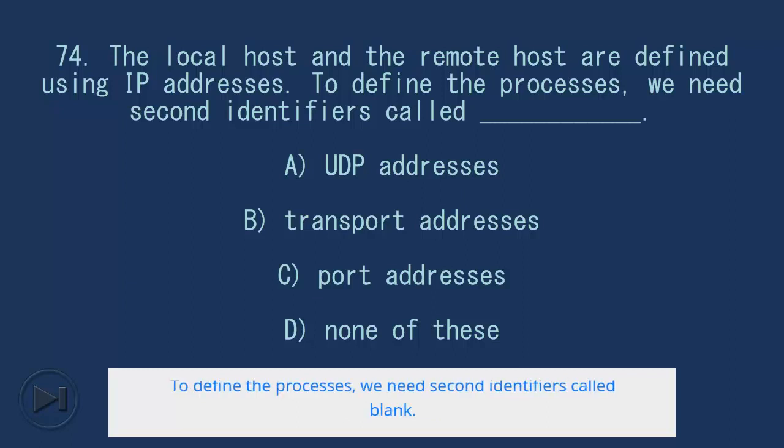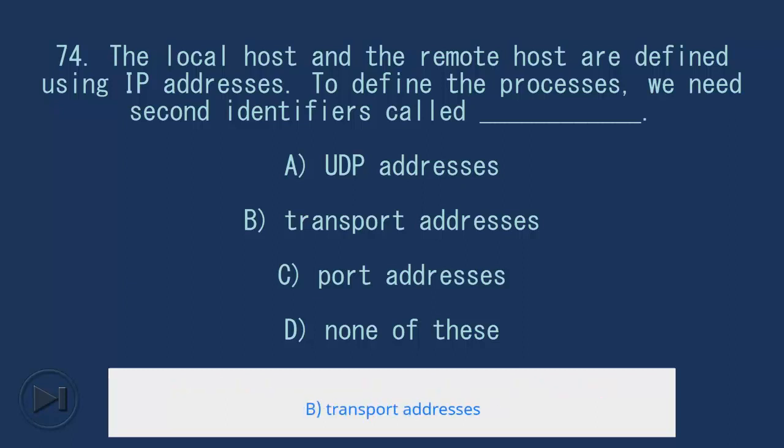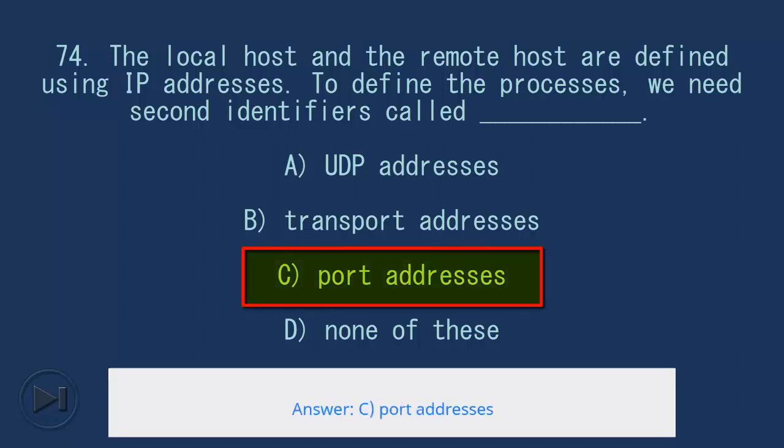74. The local host and the remote host are defined using IP addresses. To define the processes, we need second identifiers called blank. A, UDP addresses. B, transport addresses. C, port addresses. D, none of these. Answer, C, port addresses.